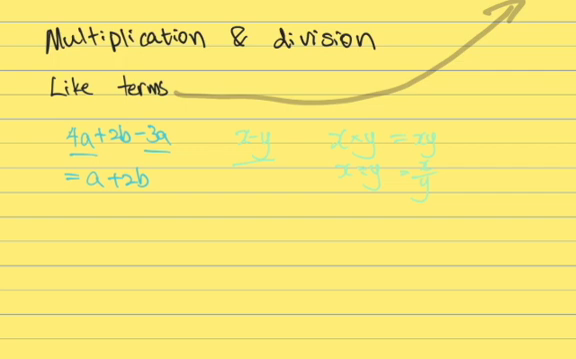And what we need to pay attention to here is that we need to write the terms in alphabetical order. For example, we write 3ABC instead of 3BCA.